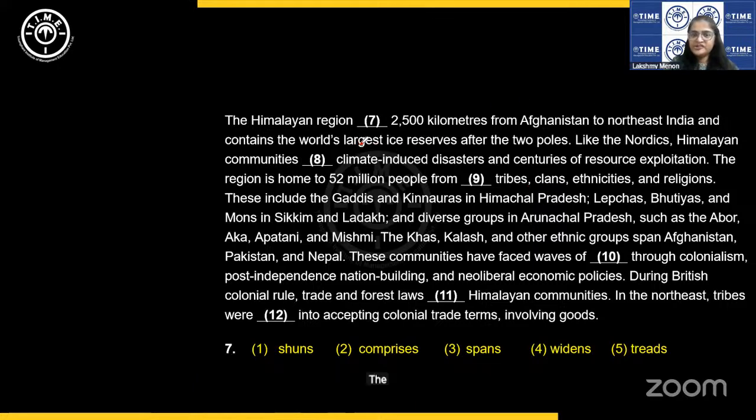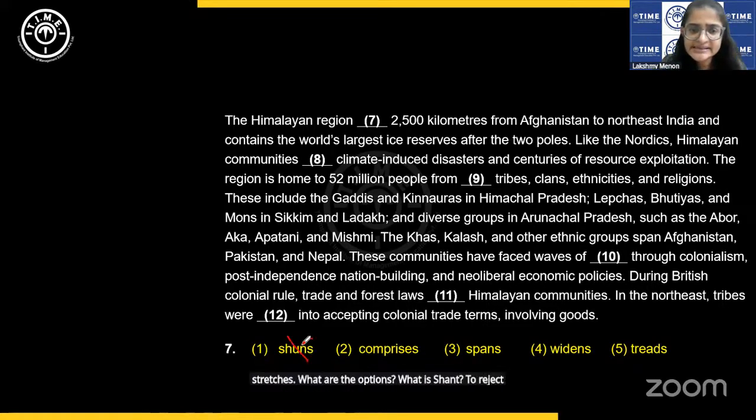The Himalayan region, dash, 2,500 kilometers from Afghanistan to Northeast India. So, the Himalayan region stretches something on those lines. But let's finish the sentence. And contains the world's largest ice reserves after the 2 poles. The 2 poles, North Pole, South Pole. Okay, that's interesting. Himalayan region. So let us see what is along the lines of stretches. What are the options? Shun. What is shun? To reject.